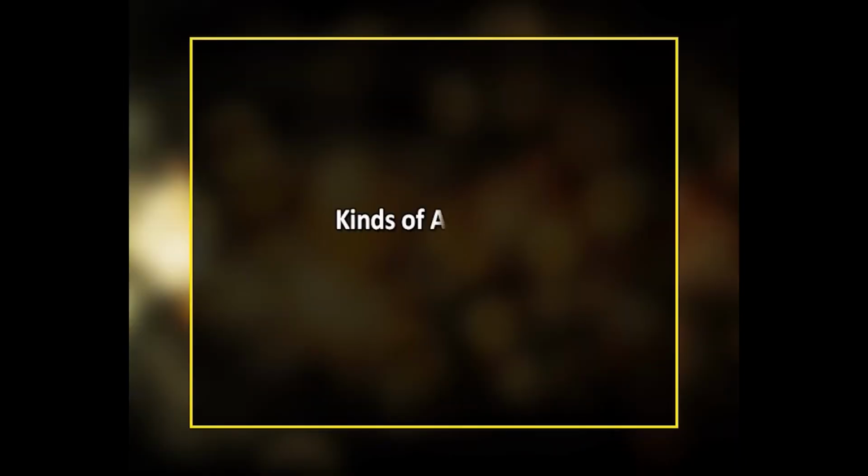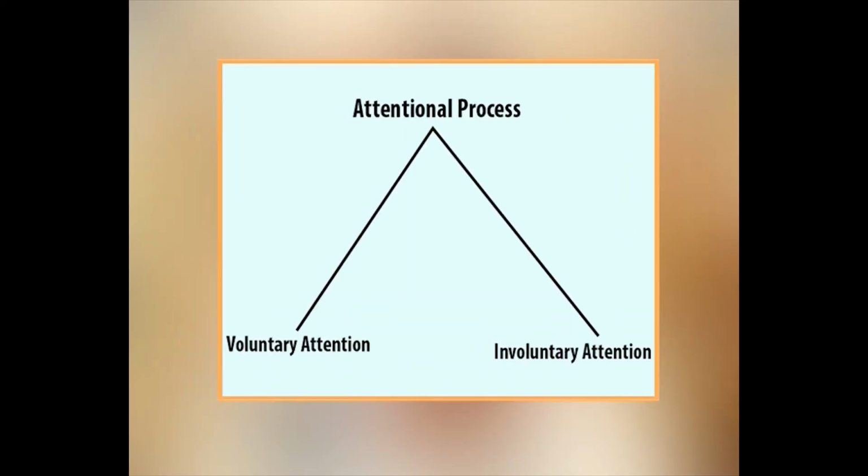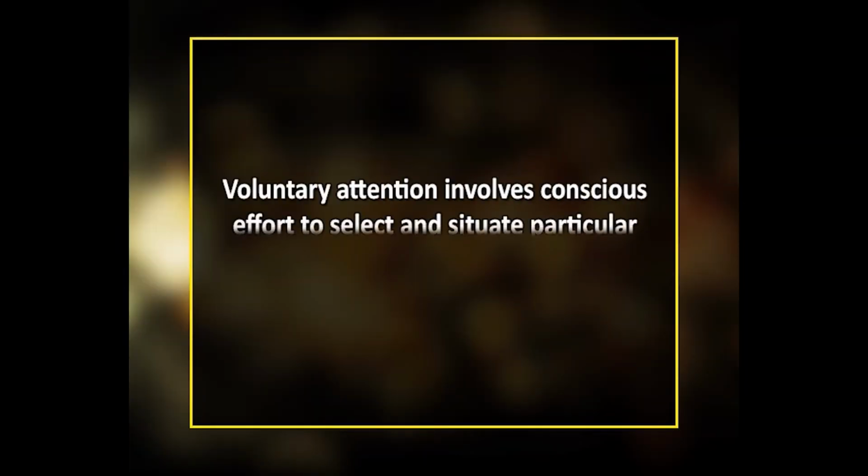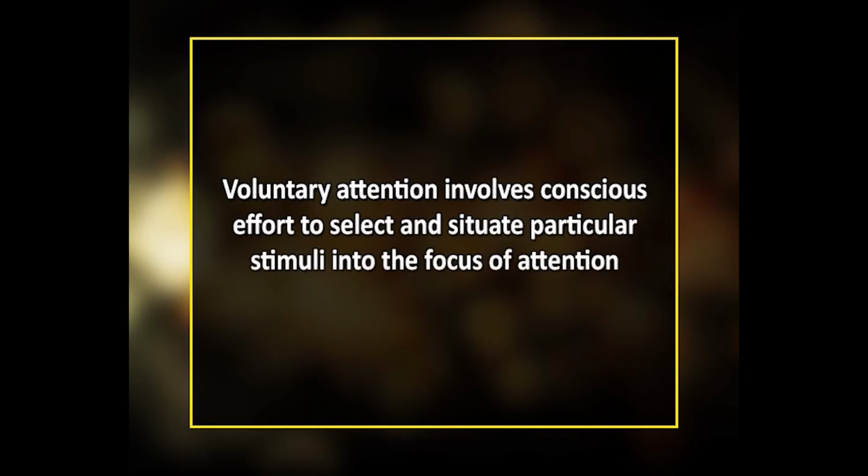Dear students, now let us understand the different kinds of attention. Attentional process is classified mainly into two types, voluntary and involuntary. Voluntary attention is of an intended nature. Whenever we intentionally or deliberately look or listen, the process of attention is voluntary. It involves conscious effort to select and situate particular stimuli into the focus of attention.